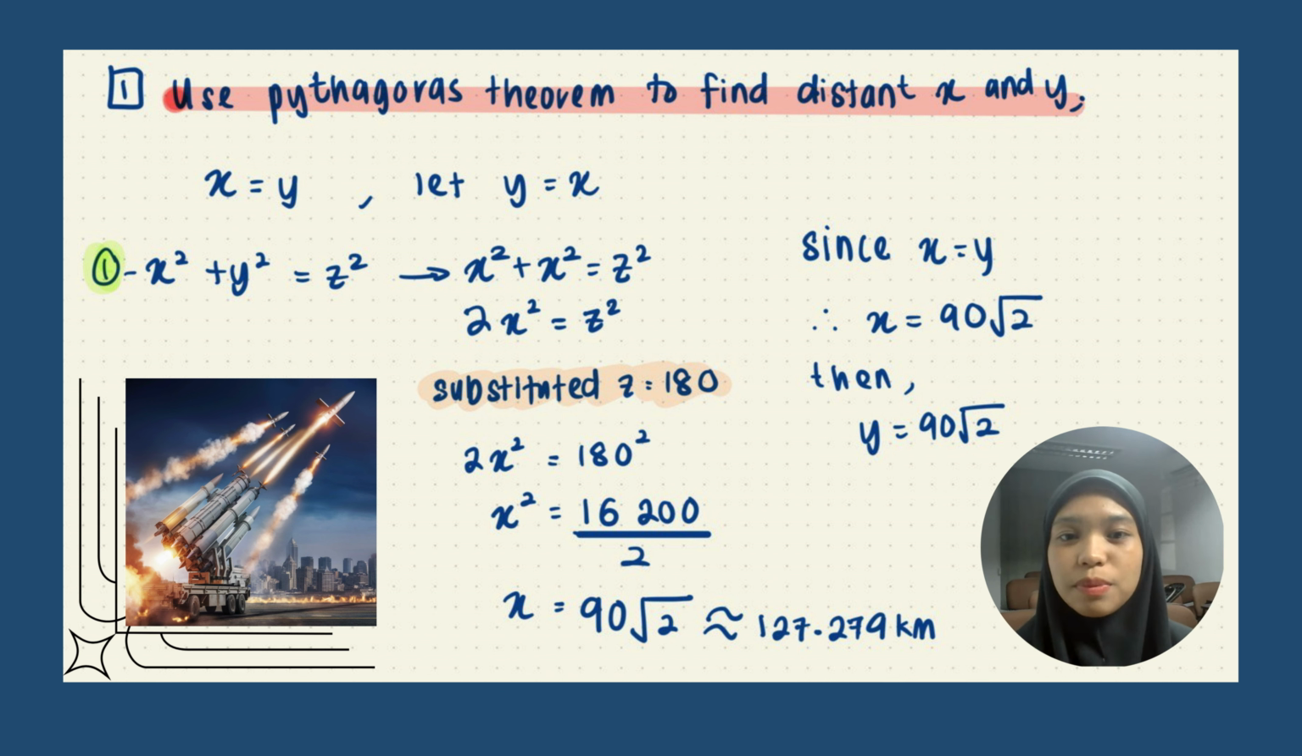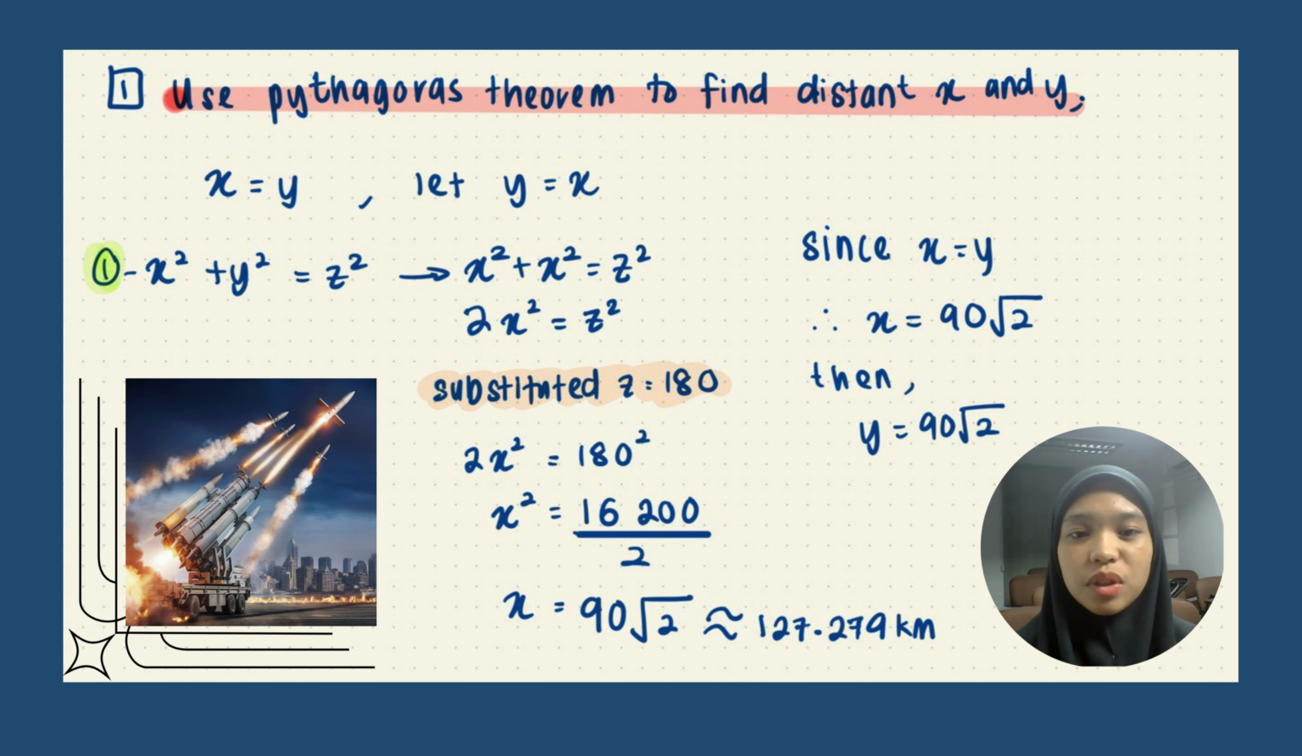First step, we use the Pythagorean theorem to find distances x and y. So we use the equation x squared plus y squared equals z squared. It is stated in the question that x and y are equidistant, so we can let y equal x. So the equation will be x squared plus x squared equals z squared, and it will be 2x squared equals z squared. After that, substitute the value of z, which is 180, and it will be 2x squared equals 180 squared.